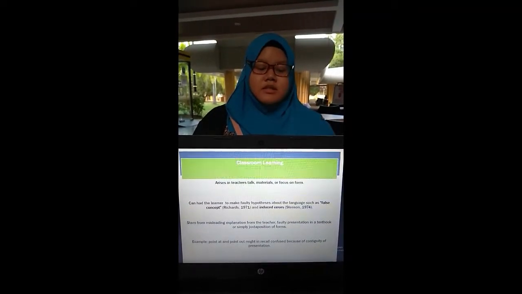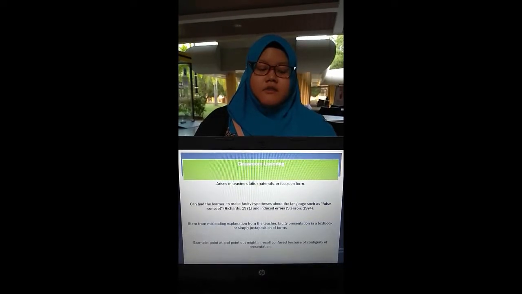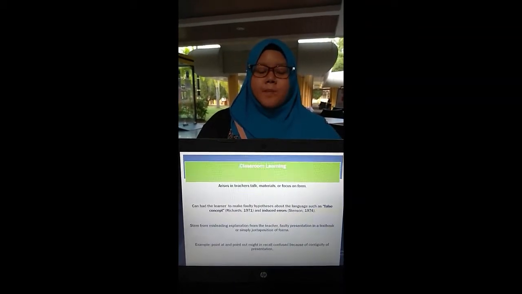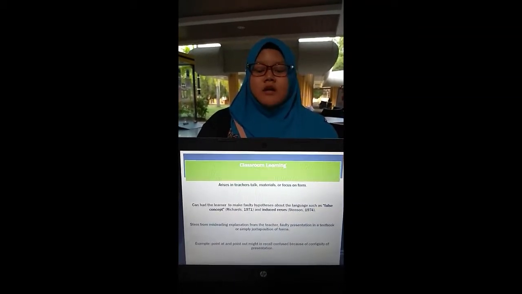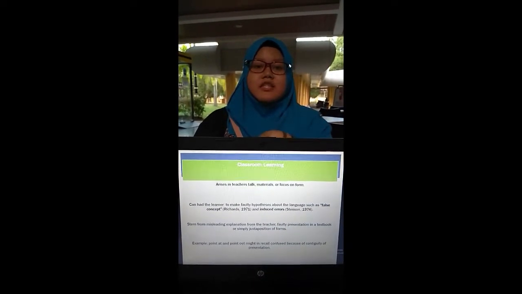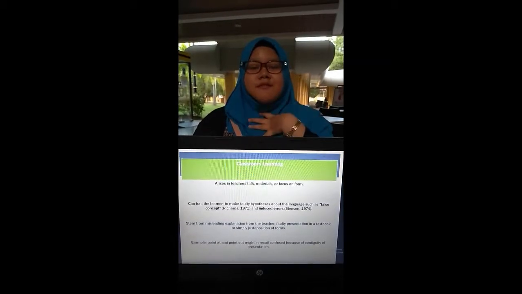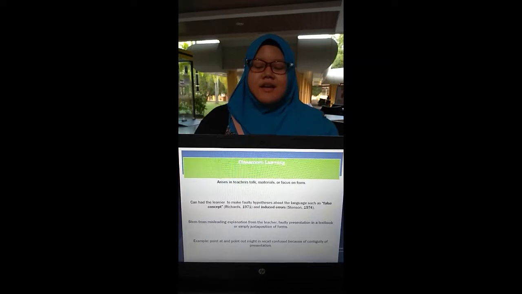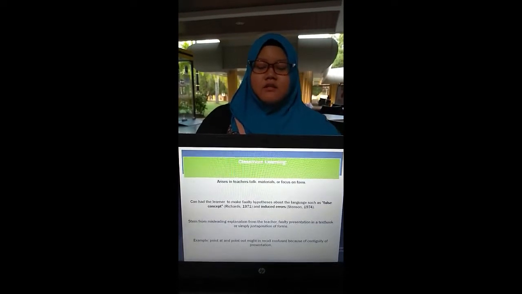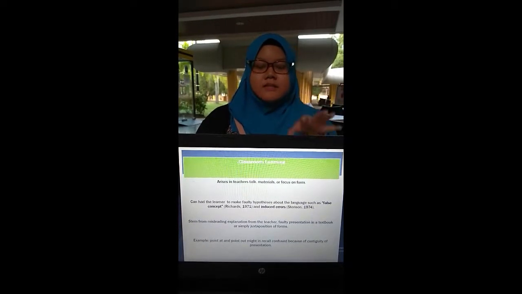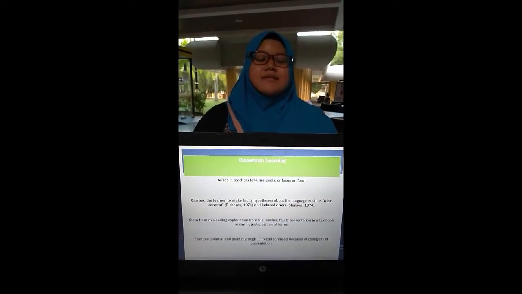What is juxtaposition? This is the fact of two things being seen or placed close together with contrasting effect, which means, for example, point at and point out might be confused because of the contiguity of presentation. Maybe for me, I actually confused point at and point out. And what does contiguity mean? It means the state of bordering or being in contact with something. Okay, next.